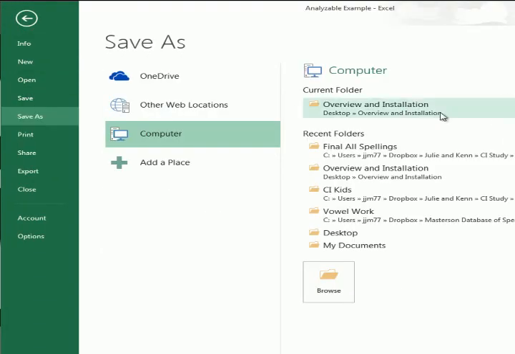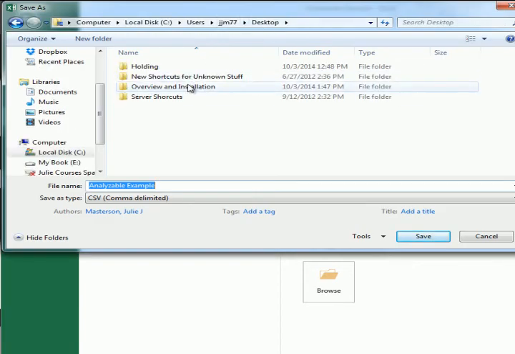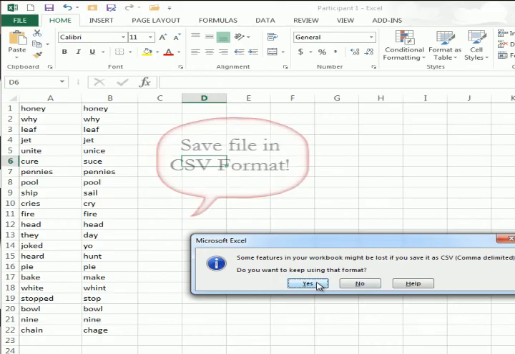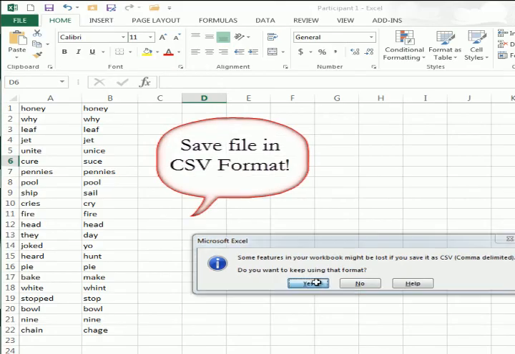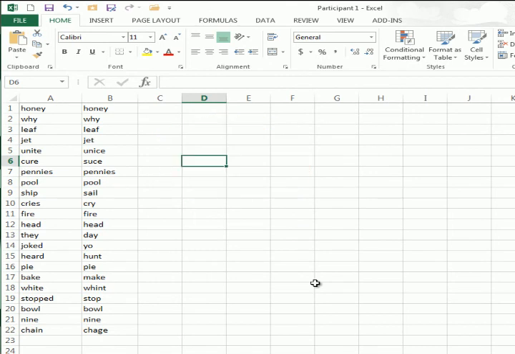I'm going to save those someplace I can remember on my computer. And they're going to be called analyzable spellings. But you would probably name this participant 1. Notice that I saved those in CSV format. Those data are going to be ready to input into SSS, which we will show you in the next video.